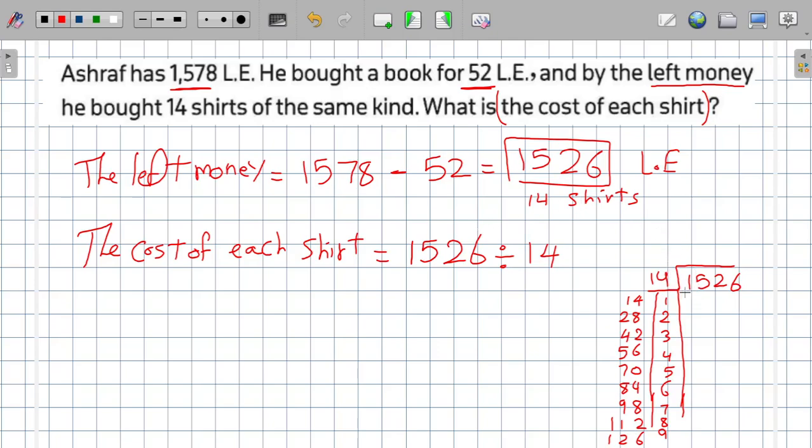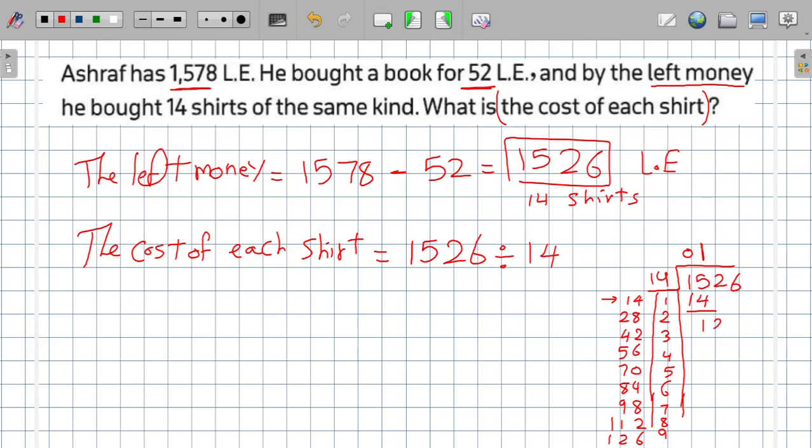Okay, so the first digit here is 1. 1 divided by 14, it cannot be. So I will write 1 0 here, and I will use the second digit. So I have 15 divided by 14. 15 divided by 14 equals what? I will use 14 because it's less than 15. So I will write 14 here, and I will divide the two numbers here. 15 divided by 14 equals 1, and the remainder is 1.